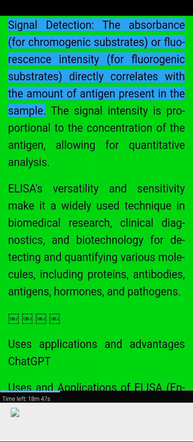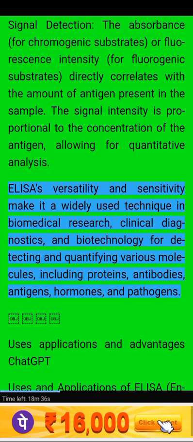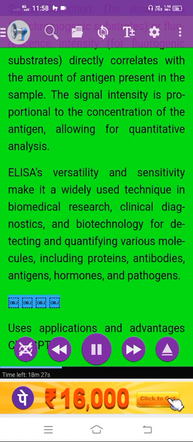Signal detection. The absorbance for chromogenic substrates or fluorescence intensity for fluorogenic substrates directly correlates with the amount of antigen present in the sample. The signal intensity is proportional to the concentration of the antigen, allowing for quantitative analysis. ELISA's versatility and sensitivity make it a widely used technique in biomedical research, clinical diagnostics, and biotechnology for detecting and quantifying various molecules, including proteins, antibodies, antigens, hormones, and pathogens.